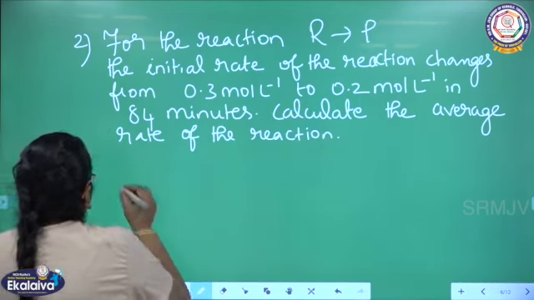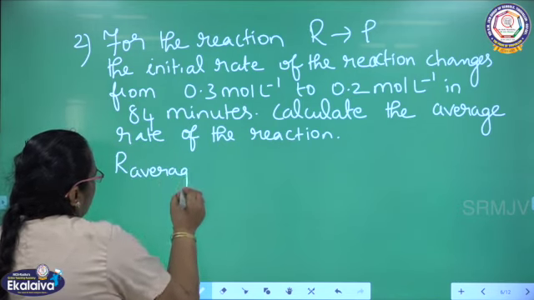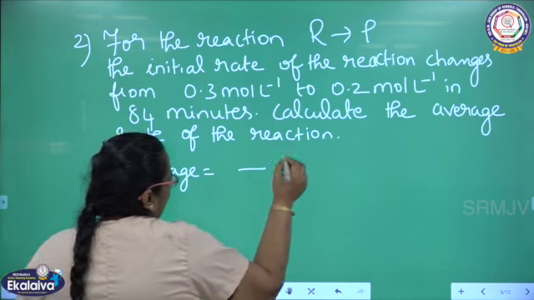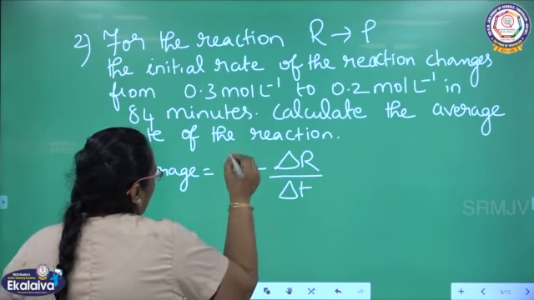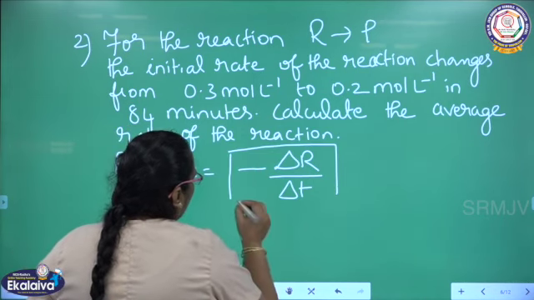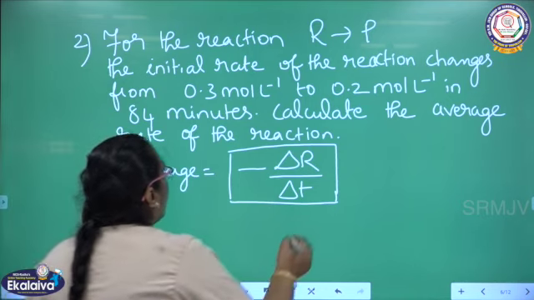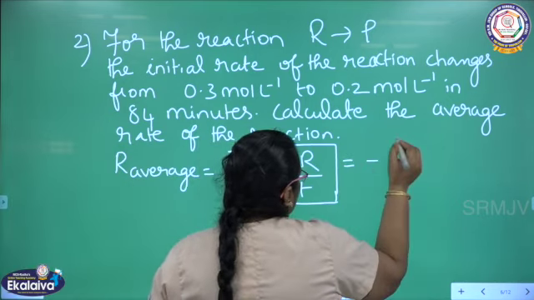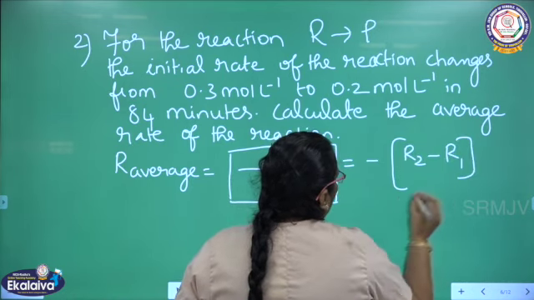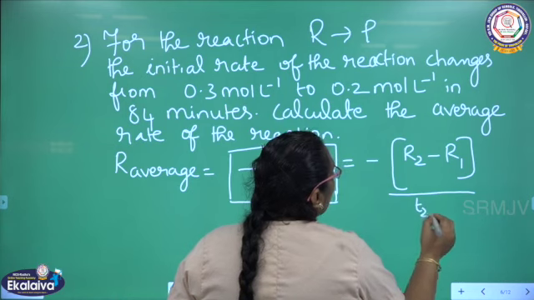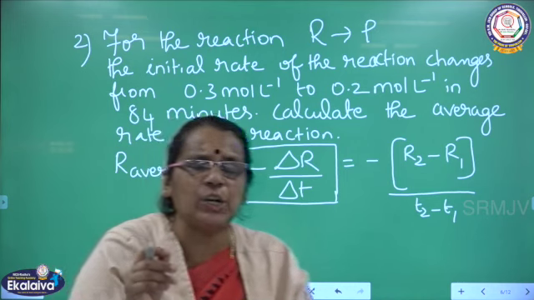So we are going to calculate the average rate of the reaction. What is R average? R average is equal to minus delta R by delta T. Already we have seen this equation. That is equal to minus of R2 minus R1 divided by T2 minus T1.